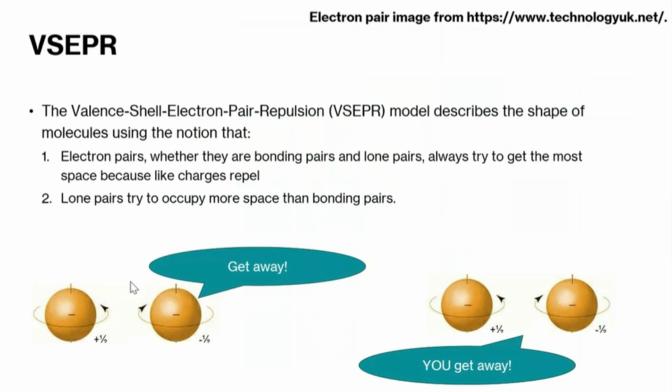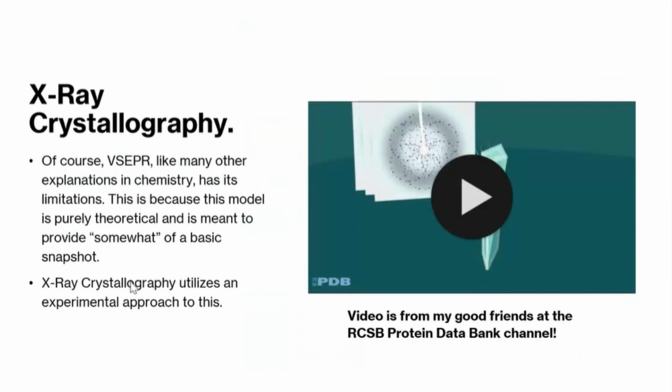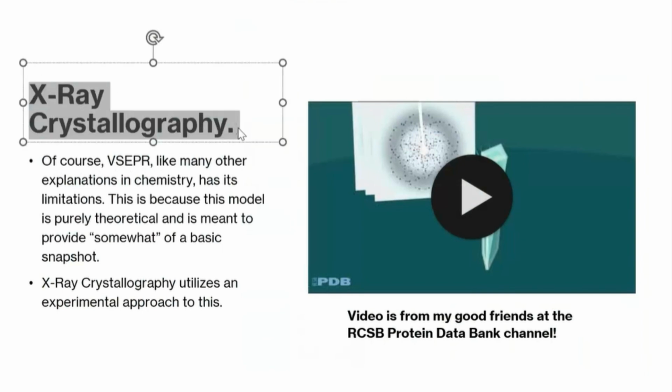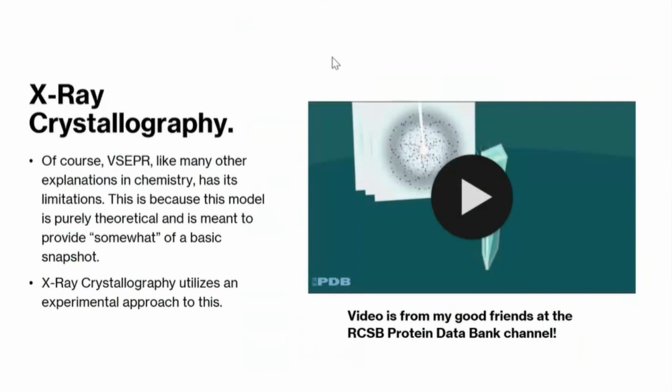Now, VSEPR has its limitations. Because it is a purely theoretical model, it's not actually going to work for some cases in the real world. So what we can do is use X-ray crystallography to get the shape of molecules in a crystal. This is more of an empirical approach to determining where atoms are placed in a molecule.